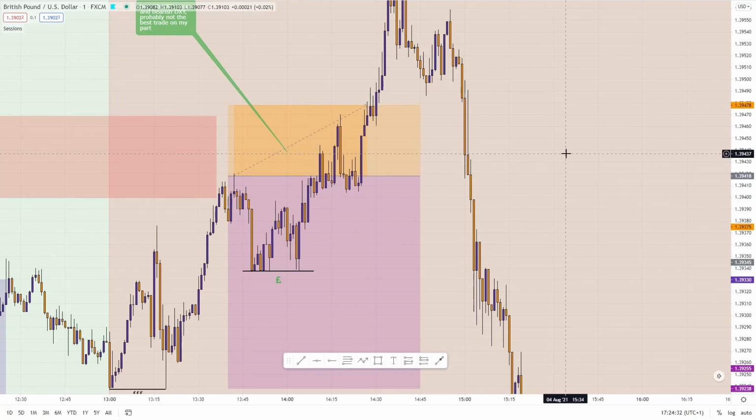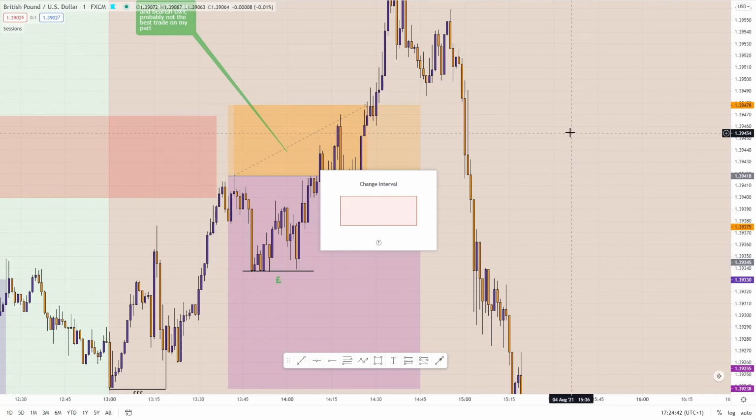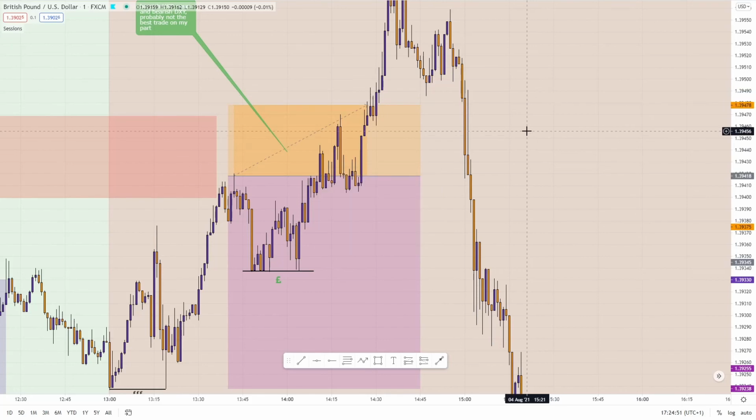So lost 0.5%. I did only risk 0.5% on that one. I risked 0.5% on my other trade, so risked 1% altogether. Lost 0.5% and gained 1%. So I ended up up 0.5% for the day.